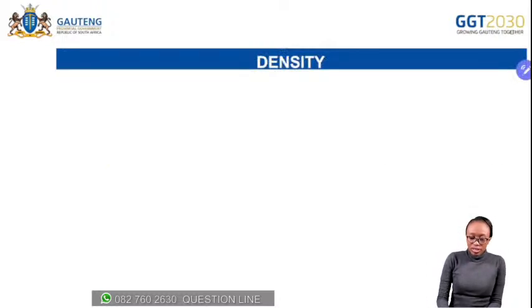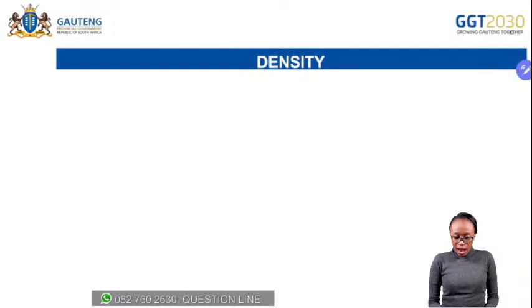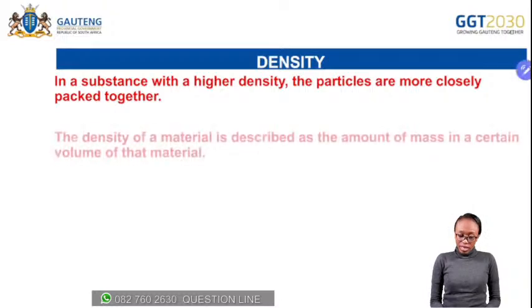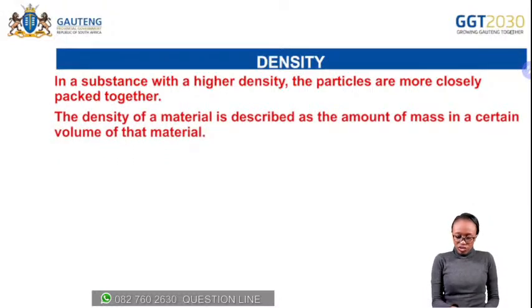So we're going to continue with density. In a substance that has a higher density, the particles are more closely packed together. If we look at sand, sand was the heaviest in our illustration, so sand has its particles more closely packed together. The density of a material is described as the amount of mass in a certain volume of a material. The space occupied by all of the materials was equal, as I filled it up to the exact same level, so we had the same volume, but the amount of mass within that volume was different.